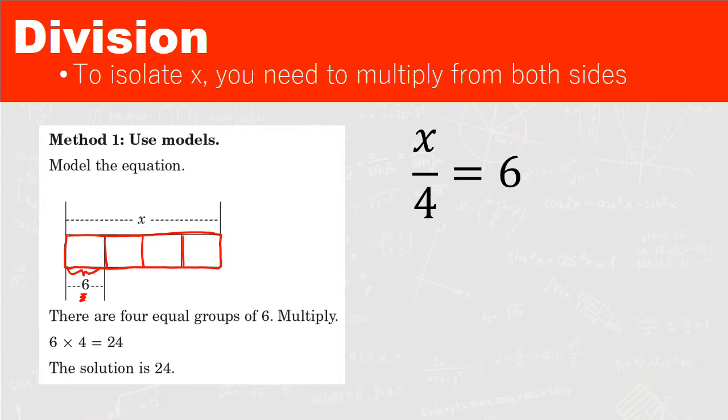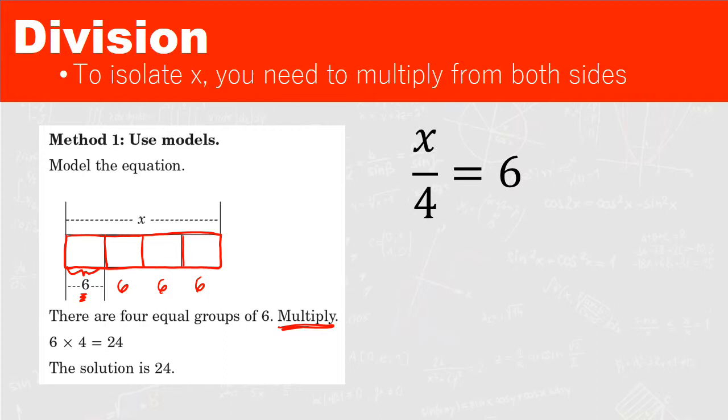So we have to figure out now how long 4 of these pieces are. To use the model here, we know that if one piece equals 6, then 2 pieces, 3 pieces, 4 pieces. All of a sudden, in order to undo division, we're multiplying. So we know that there are 4 equal groups of 6 to give us 24.